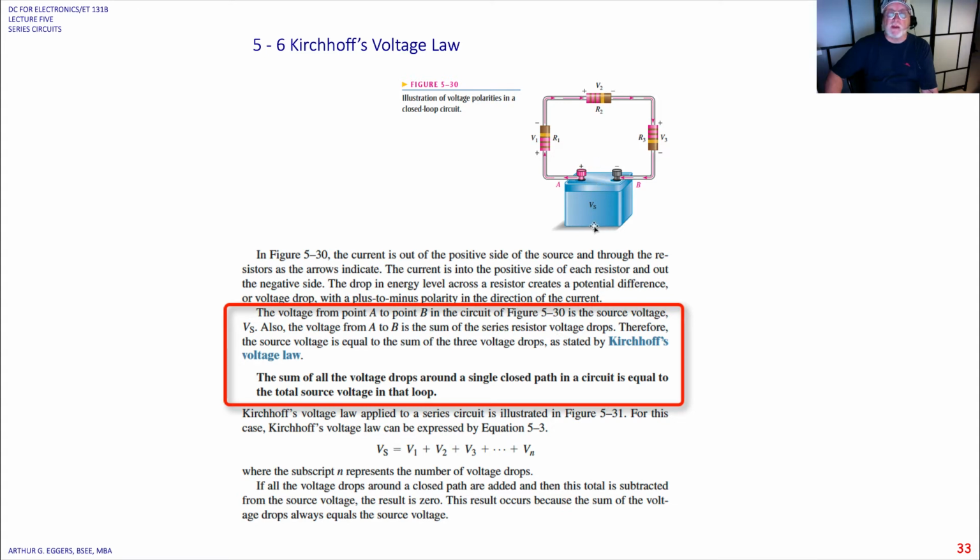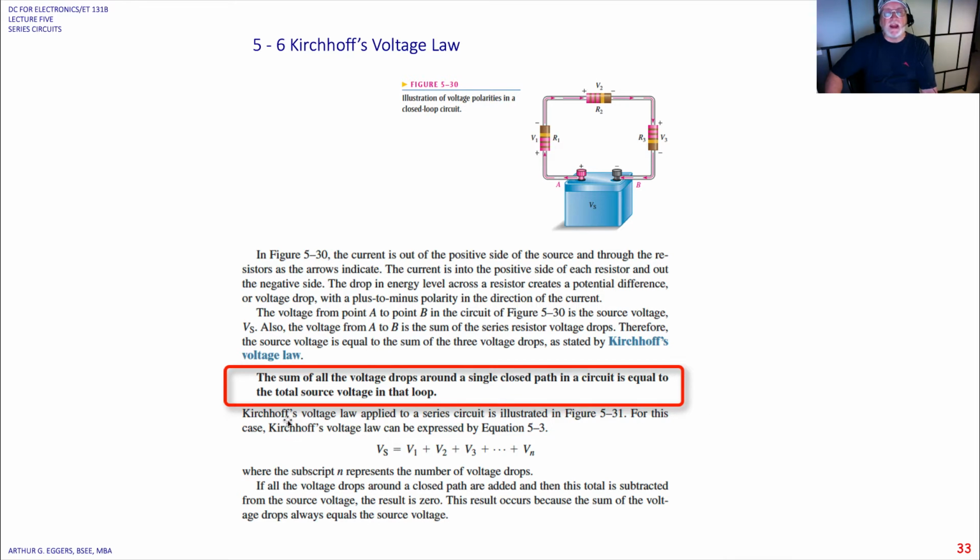So you can look at it from the battery's perspective, or you can look out into the circuit from the resistor's perspective. Okay, so in looking at them then, the voltage from A to B is the sum of the series voltage drops, therefore the source voltage is equal to the sum of the voltage drops across R1, R2, and R3. So Kirchhoff's voltage law says the sum of all the voltage drops around a single closed path in a circuit is equal to the total source voltage of that loop.